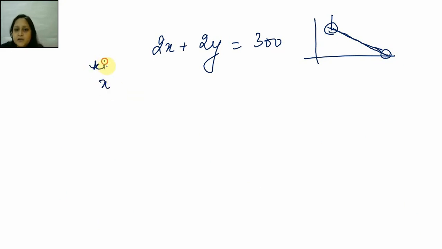अगर हम kink पे consume करते, तो हम consume करते where x is equal to y. If x is equal to y, then this is equal to 75, right? Which means my utility is 150.